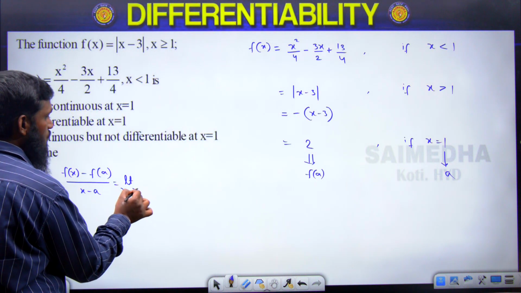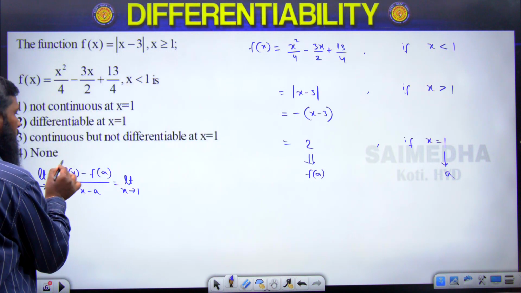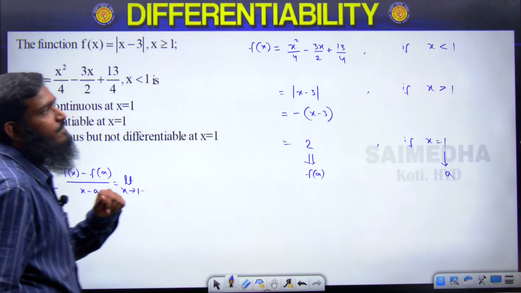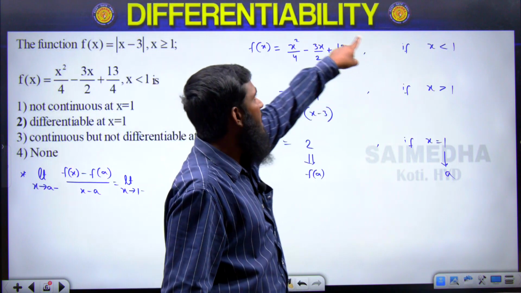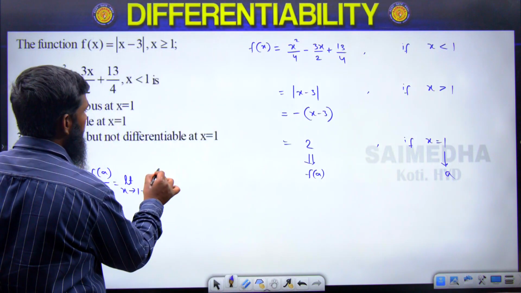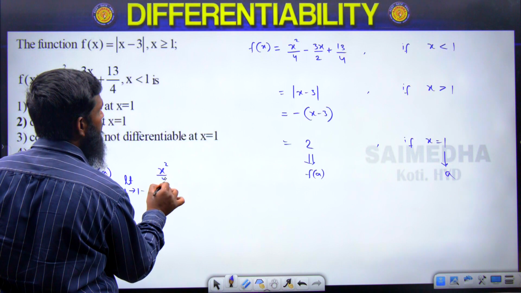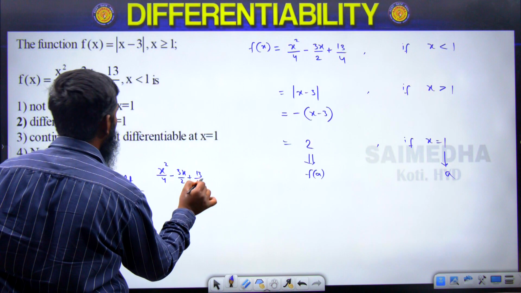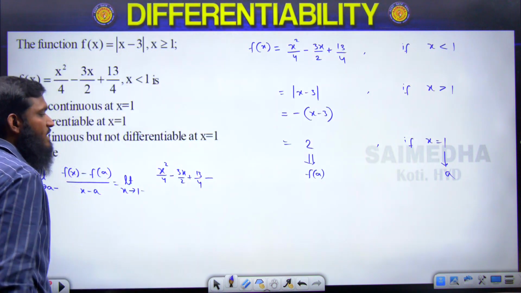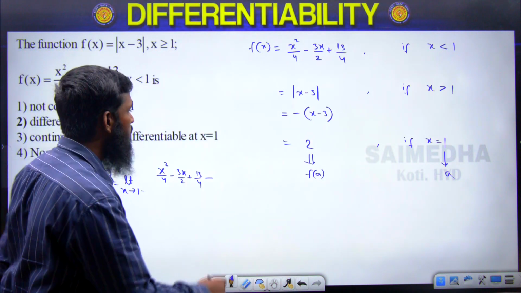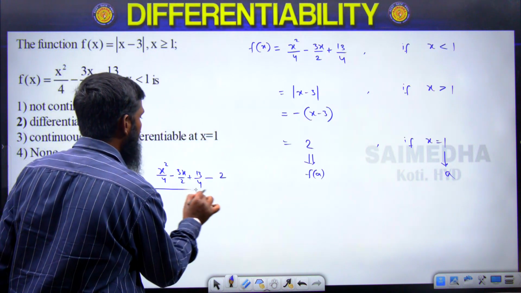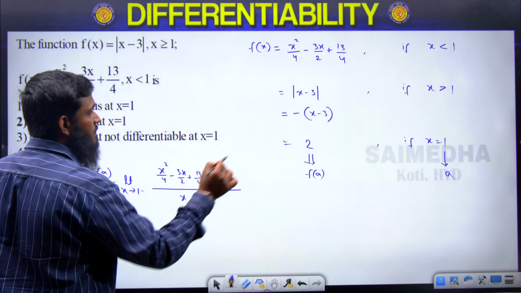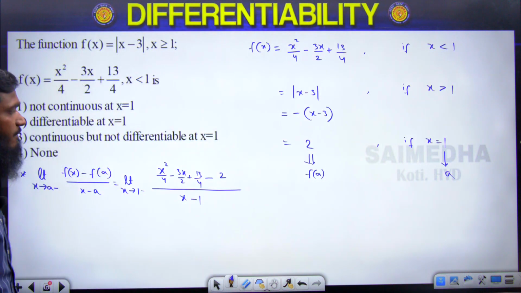So x tends to 1, we have taken. Now for 1 minus, limit x tends to 1 minus, what is f of x we are having? 1 minus means we are having f of x as that complete part. Let us write over here, x square by 4 minus 3x by 2 plus 13 by 4. This is f of x minus, what is f of a we are having? F of a is equal to 2, divided by x minus a, which means x minus 1. This part we have taken.